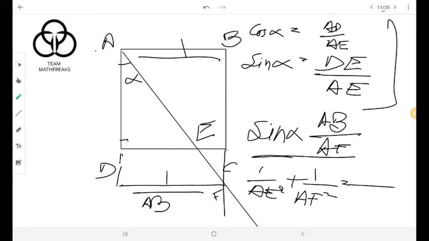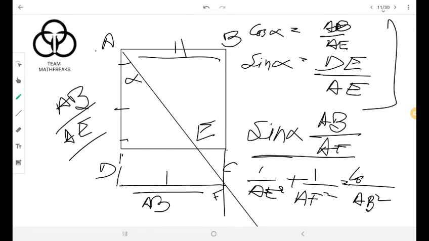Find out the value of AB over AE. I guess AD and AB are equal only, isn't it? So we can also write it as AB, because this is a square. AD and AB are equal. So 1 over AE is nothing else but AB in the denominator, cos square alpha plus sin square alpha. What is the value of this? 1. Hence proved.